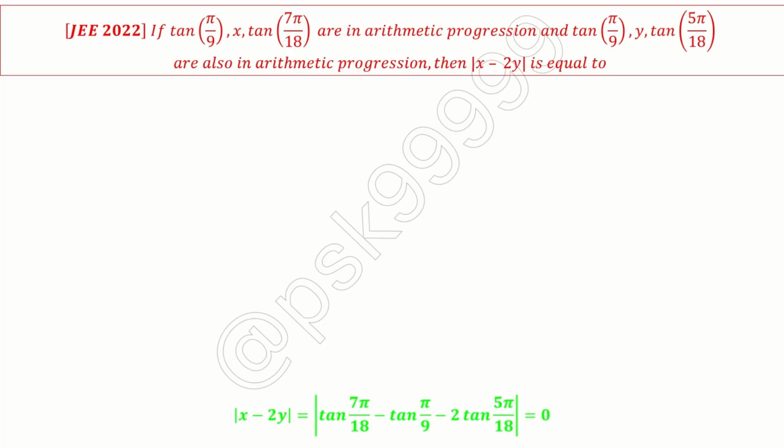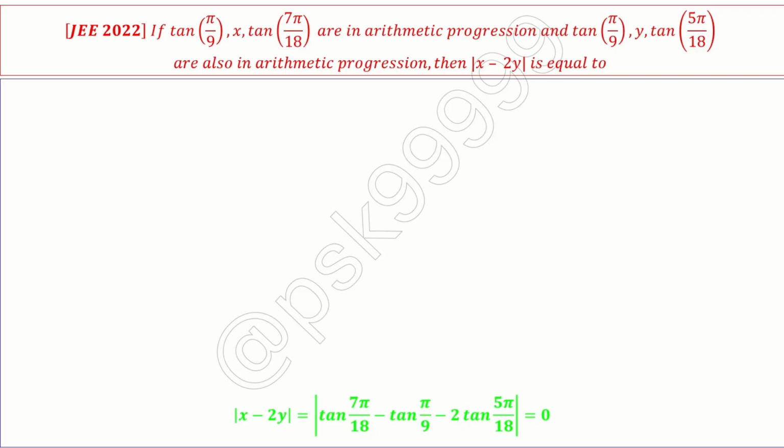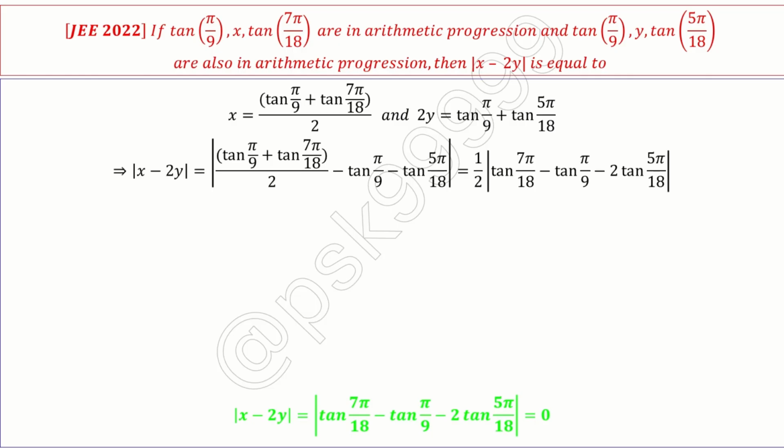X is nothing but the average of the first and last terms, correct? So x is nothing but tan of pi by 9 plus tan of 7 pi by 18, divided by 2. 2y is nothing but tan of pi by 9 plus tan of 5 pi by 18, right? Now the modulus of x minus 2y is this value. Okay, so if I take half out, this is nothing but tan of 7 pi by 18 minus tan of pi by 9 minus 2 tan 5 pi by 18. Okay, so this is the value.